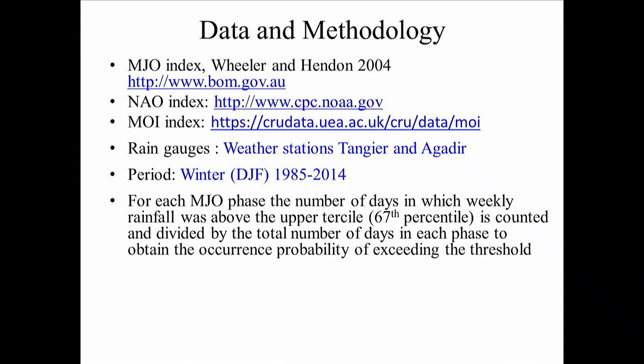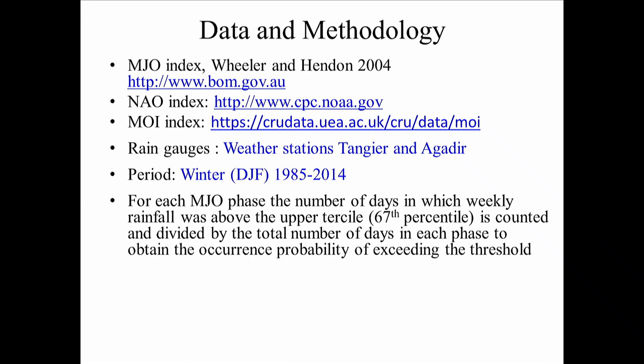And the methodology is that for each MJO phase, the number of days in which weekly rainfall was above the upper tercile is counted and divided by the total number of days in each phase to obtain the occurrence probability of exceeding the threshold. So the occurrence probability that I will show later is calculated following this method.